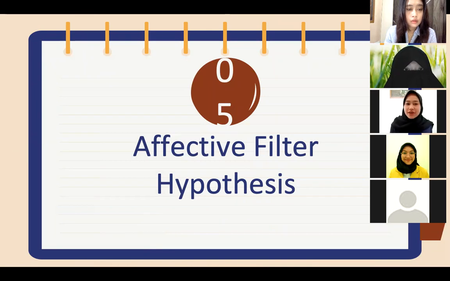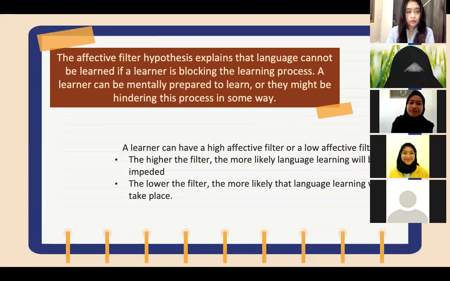The next one is the affective filter hypothesis. Basically, the affective filter hypothesis explains that language cannot be learned if a learner is blocking the learning process. A learner can be mentally prepared to learn, or they might be hindering this process in some way. A learner can have a high affective filter or a low affective filter. The higher the filter, the more likely language learning will be impeded. The lower the filter, the more likely that language learning will take place.